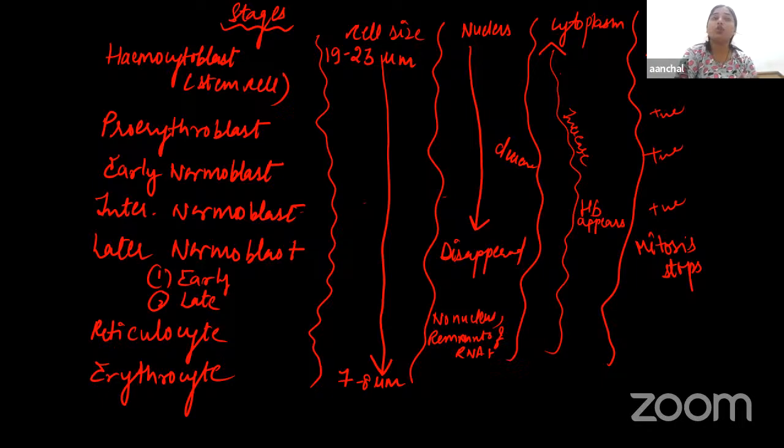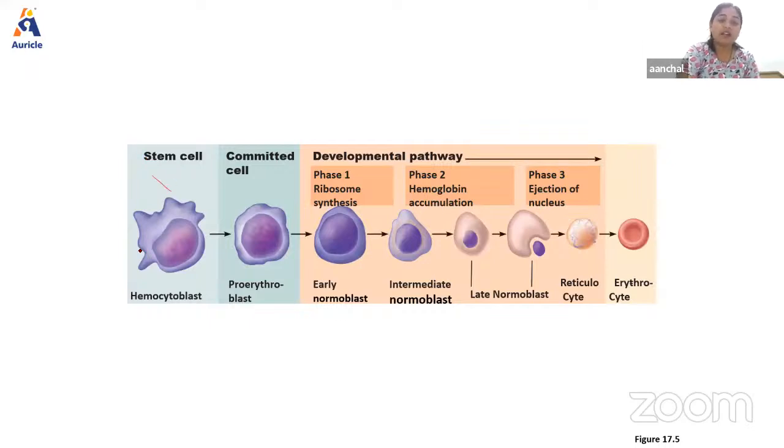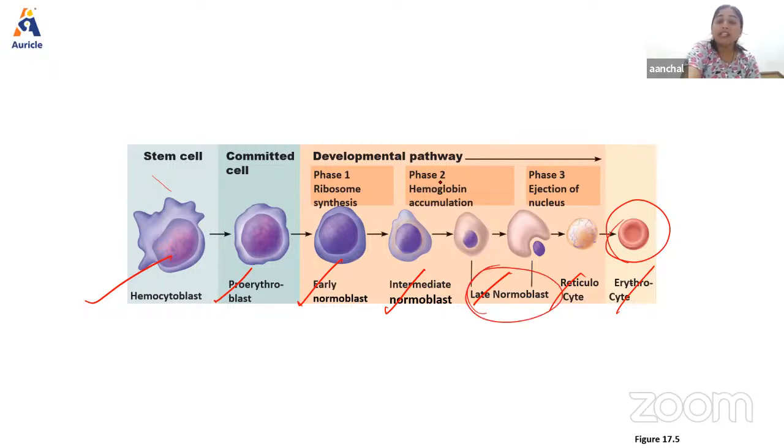If you get a question on the stages of erythropoiesis, you need to draw this table, right? Now we have discussed all these stages. The first was hemocytoblast, then proerythroblast, early normoblast, intermediate normoblast, late normoblast, reticulocyte, and erythrocyte. So this is the mature one, right? And here also we have seen that in all these stages, the size of the nucleus decreases and finally disappears in the late normoblast, and there is a sudden appearance of hemoglobin in the intermediate normoblast. Okay, so this is all about erythropoiesis.